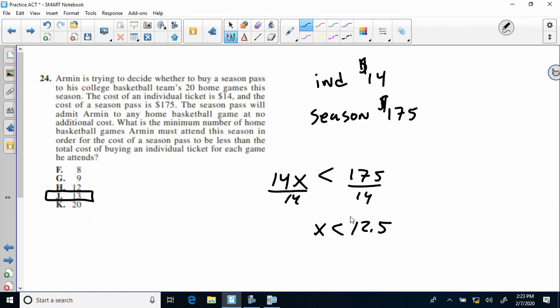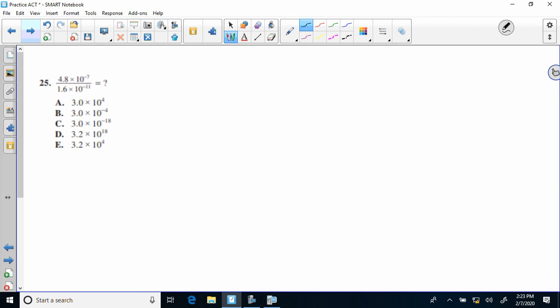Number 25, scientific notation. The easiest thing to do is to divide the numbers on the outside. You can type it in exactly how it is though, and your calculator will give you the right answer. But because it's in scientific notation for the answer, we just want to divide it.